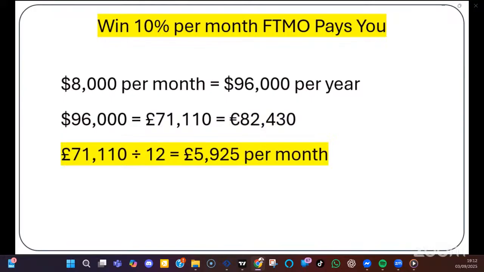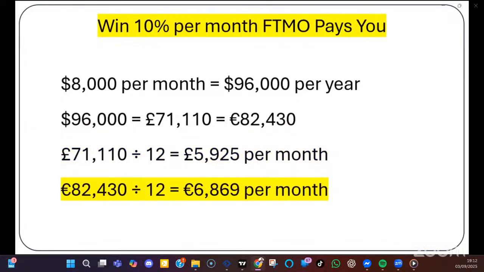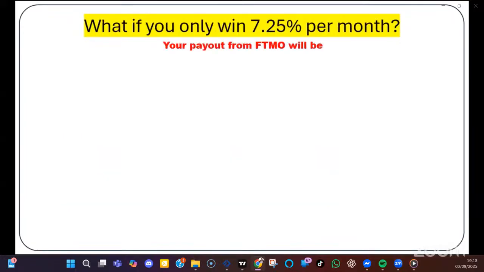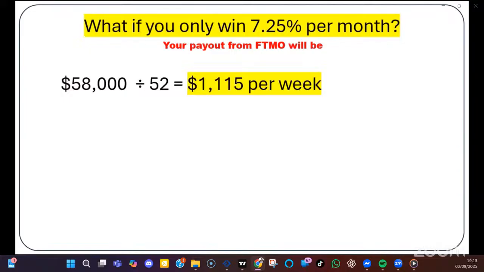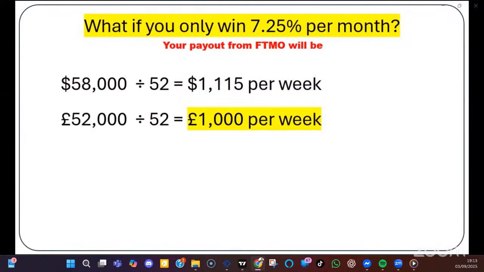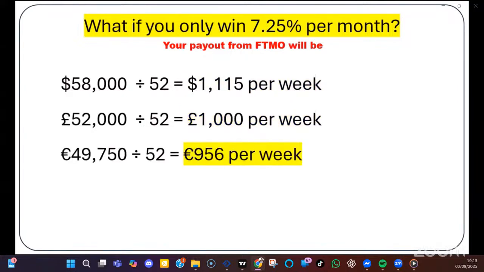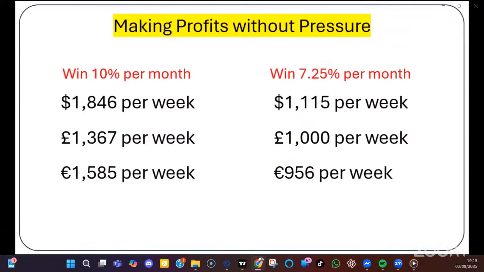82,430. Now in pounds, if you divide that by 12, you'll find it's £5,925 a month. In euros, €6,869 per month. But what if you only won 7.25% per month? Well, your payout from FTMO would be in dollars £1,115 per week, in pounds £1,000 a week, and in euros €956 per week. So as you can see, making profits without putting yourself under undue pressure makes complete sense.